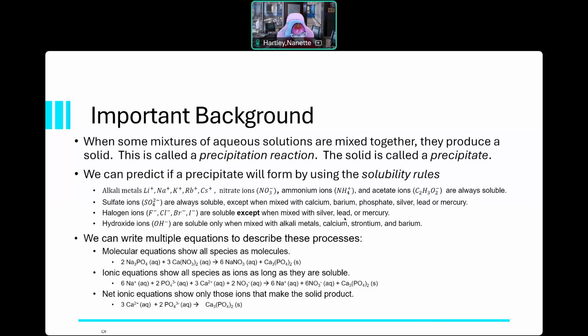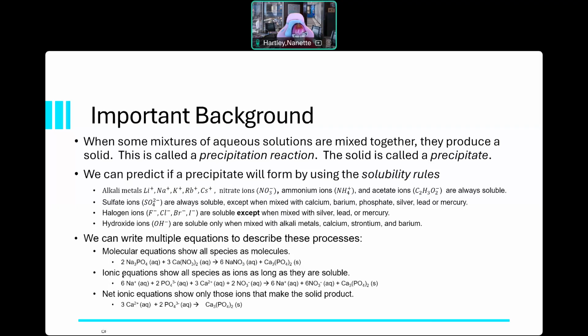But calcium phosphate is a solid when we form it. It's not one of these rules, but calcium phosphate is one of our solid exceptions. So Ca3(PO4)2 is a solid, and we indicate that it is a solid because it makes that solid precipitate.